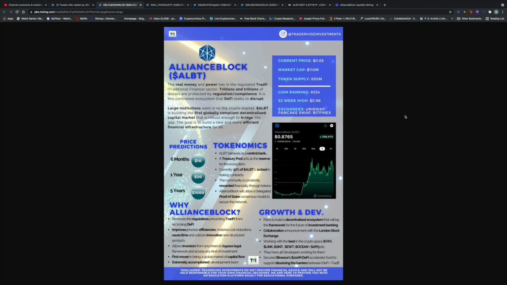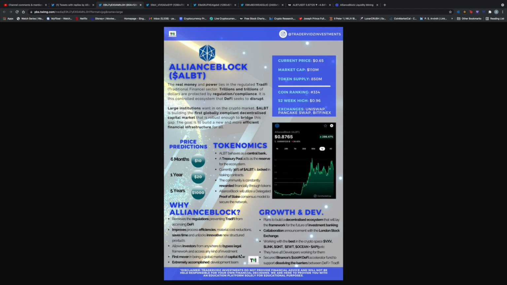Now, why Alliance Block? It removes regulations preventing TradFi from accessing DeFi. It improves process efficiencies, reduces material costs, also saves time, and encourages innovation, and allows investors from anywhere to bypass a legal framework, right? So there is a very high standard for legal compliance in the Alliance Block protocol as well. And also it's the first mover in being a global market of capital flow.